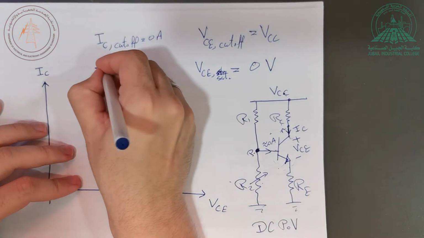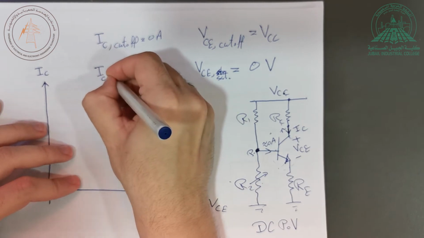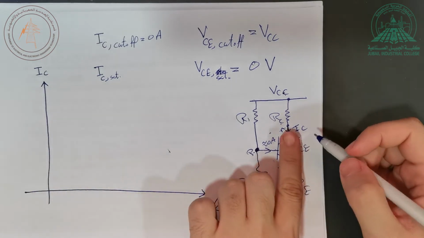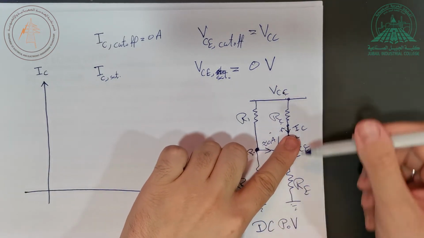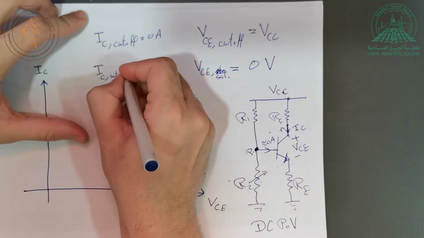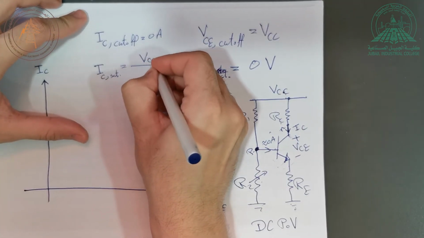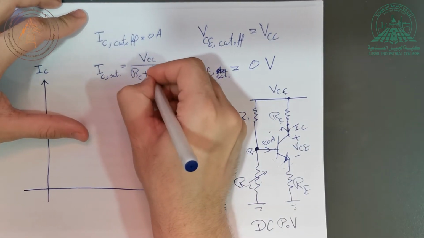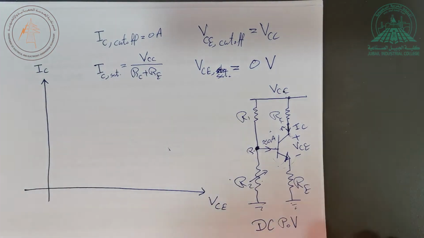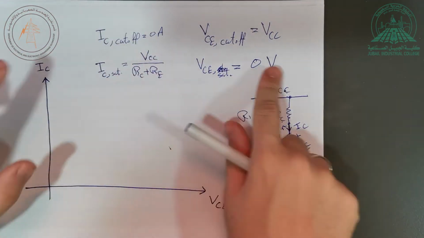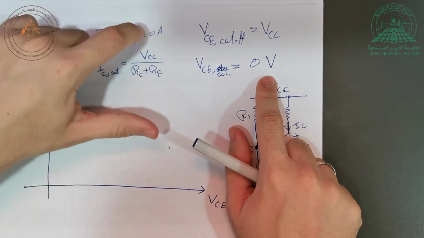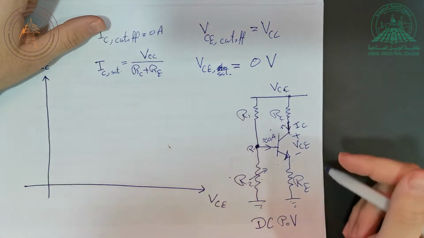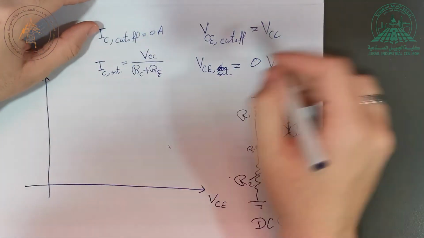How about the current? If I want to find the current IC during saturation, how do I get it? Remember, this is a short circuit, and I have VCC, this is the ground, and I have two resistors. So I just apply Ohm's law: it is equal to VCC divided by the total resistance, which is RC plus RE. So now I have obtained these four values. In cutoff, the current is equal to 0, obviously. In saturation, short circuit, the voltage is equal to 0. These are the two values that I have here.